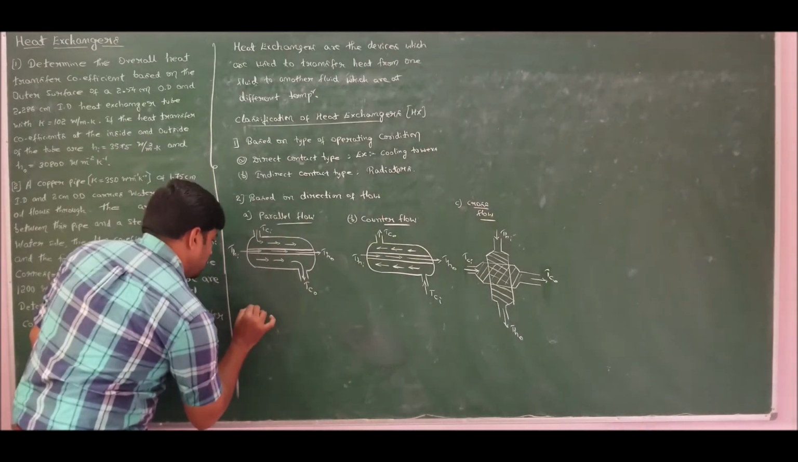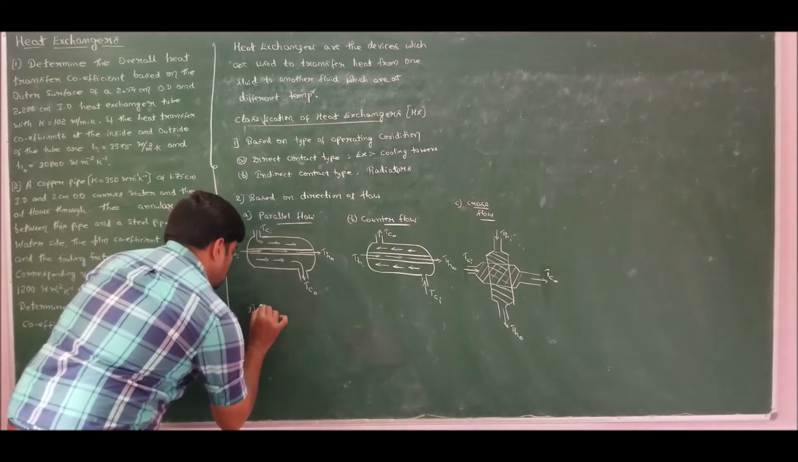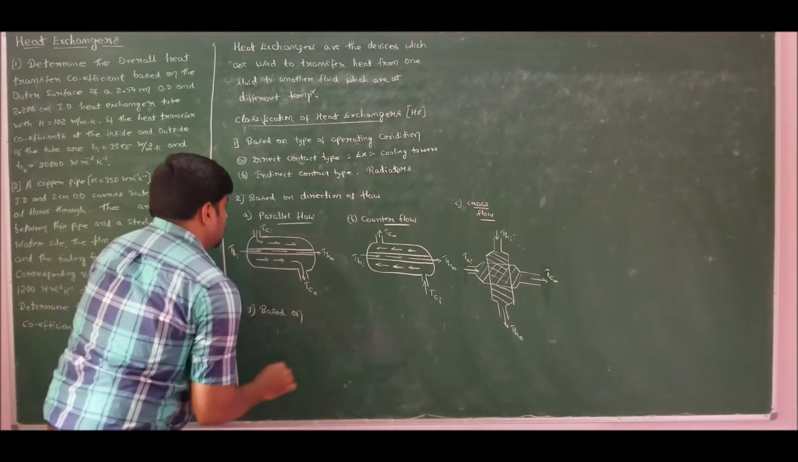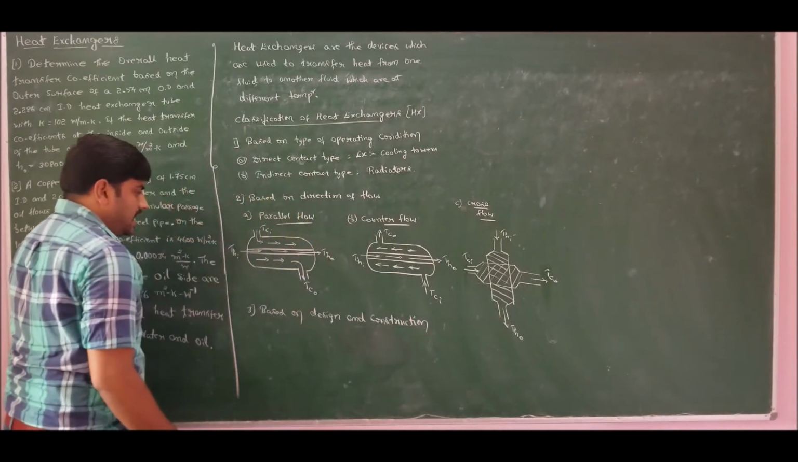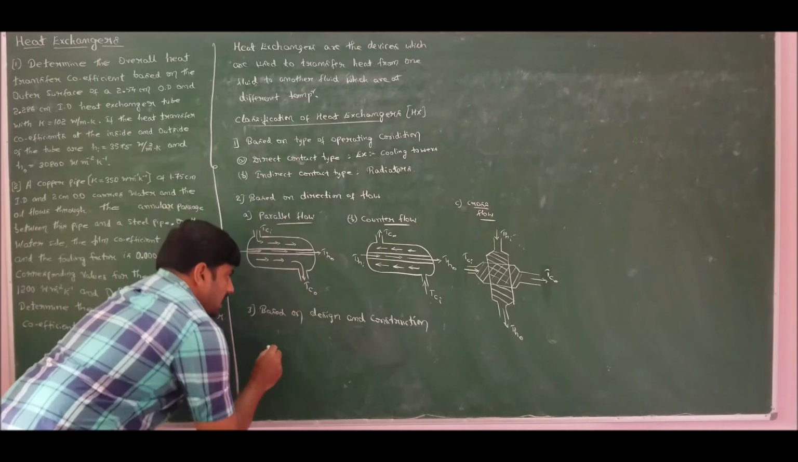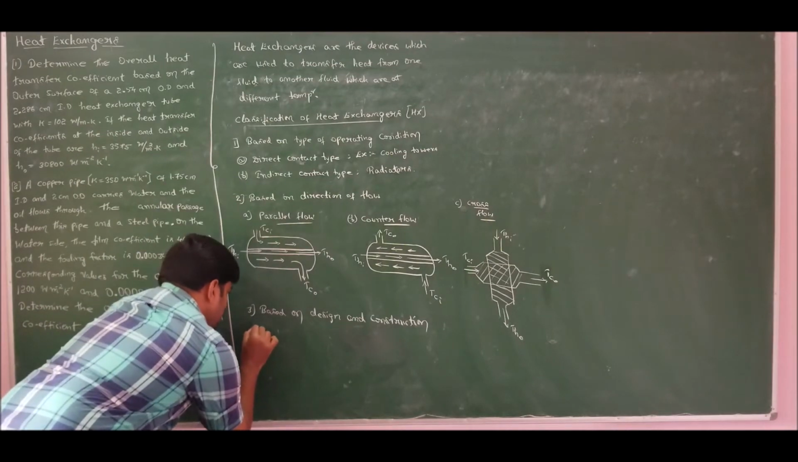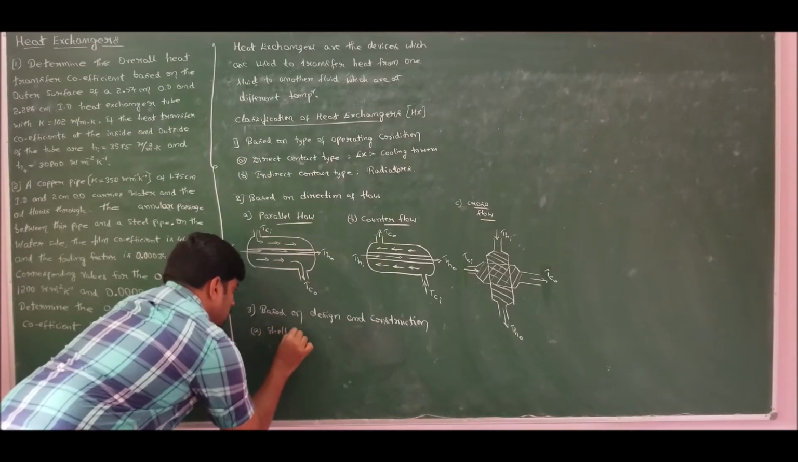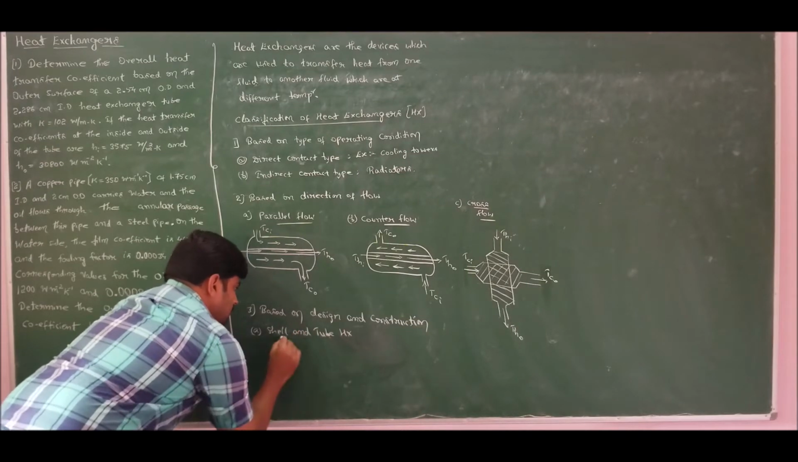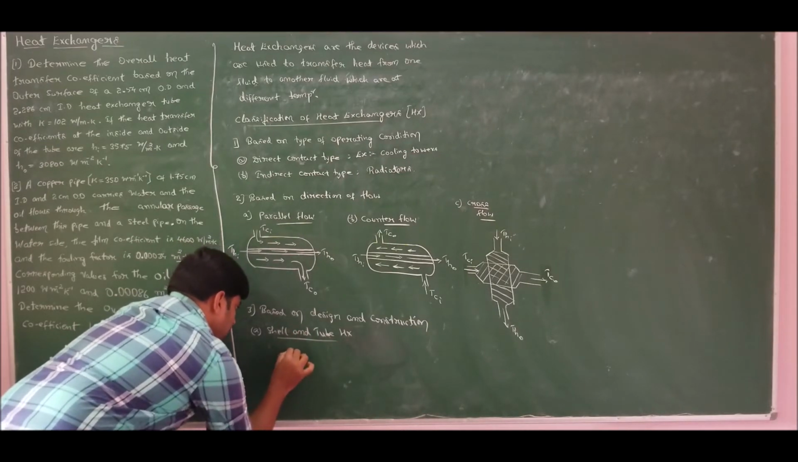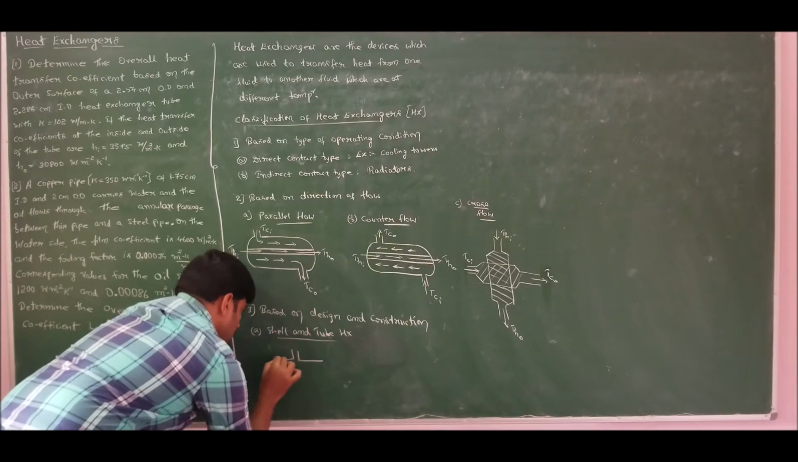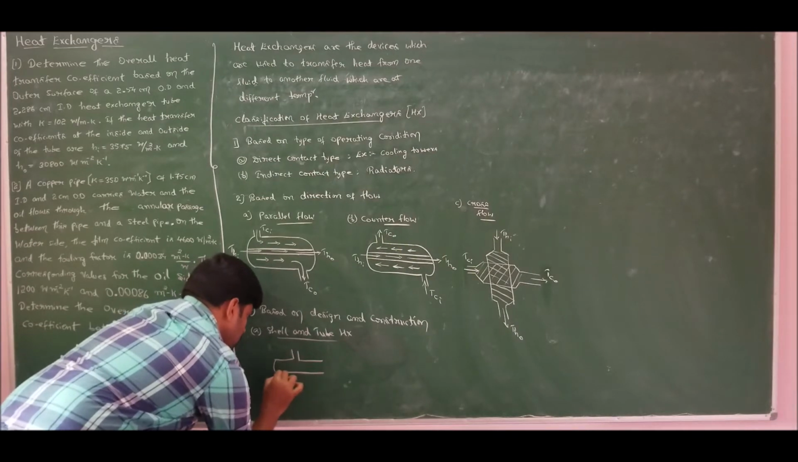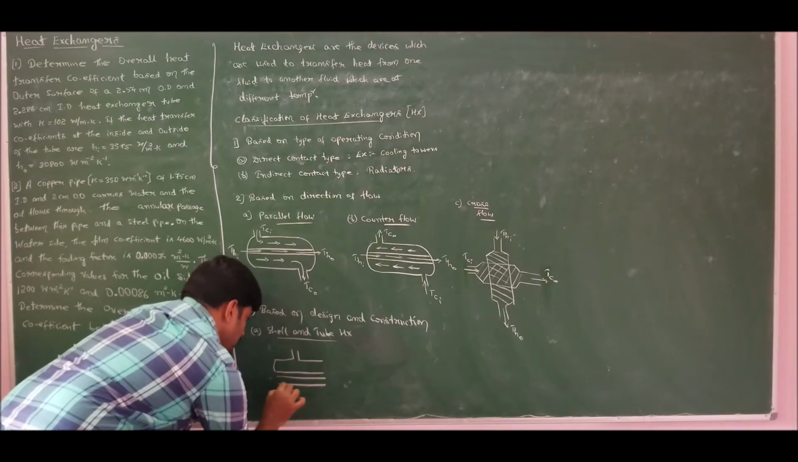Next, moving to the third broad classification, based on design and construction. Based on design and construction, heat exchangers are classified as A. Shell and tube heat exchanger. For the shell and tube heat exchanger, let us consider a shell, inside which let us have tubes.